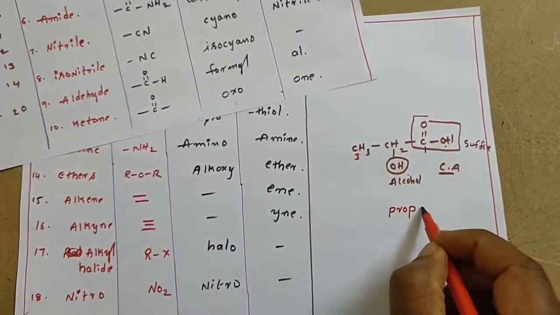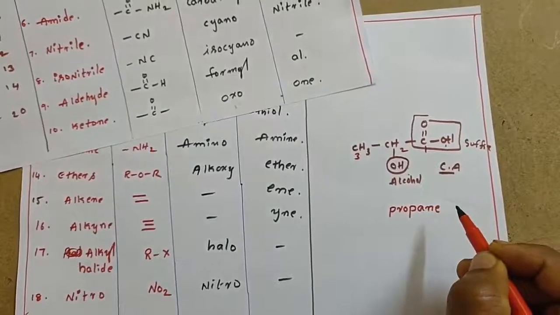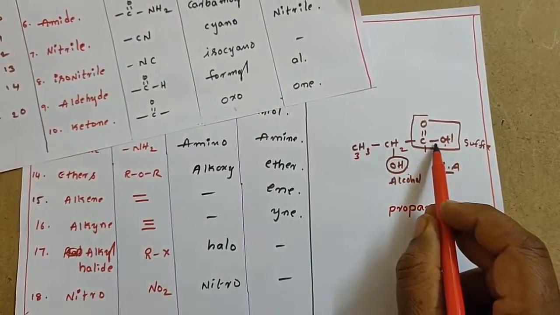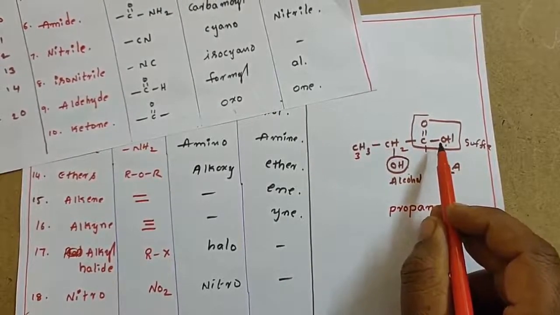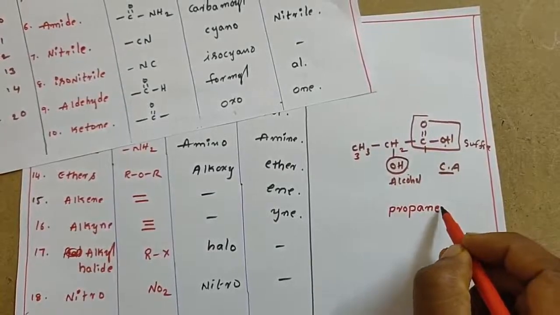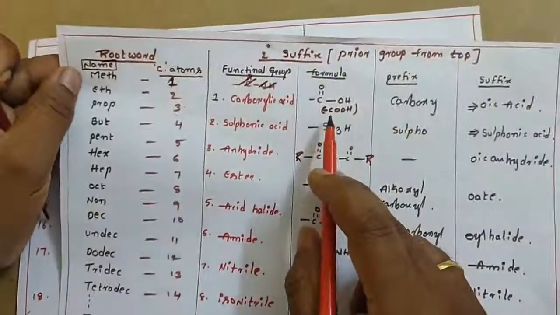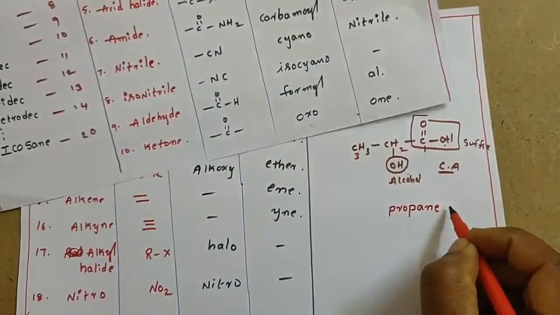A single bond is there. That's why we have to write "an", and the very important thing is, what is the functional group in this compound? Carboxylic acid is the functional group. That's why I can write "oic acid" as the suffix. Why? Because the carboxylic acid suffix is "oic acid".